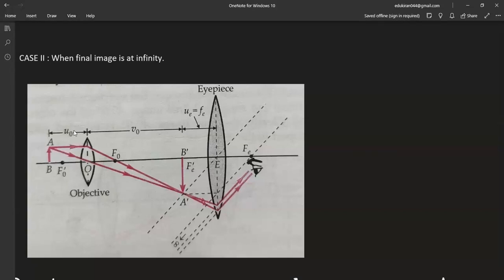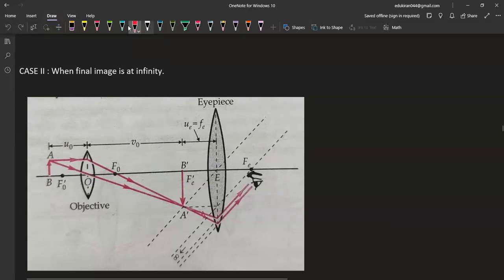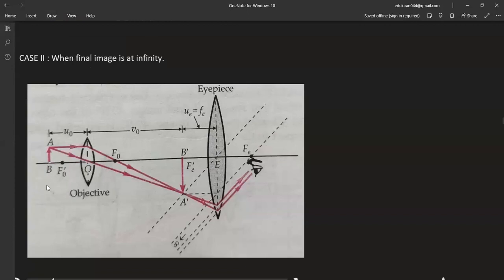See, in the second case, final image is formed at infinity. So see what is happening. Object is kept near the objective lens. One ray passes through it. Please pay attention right now. One ray, this is the object. So one ray is passing, getting refracted till here. Second ray, as I have told you, this retraces its path also and passes through the optical center.